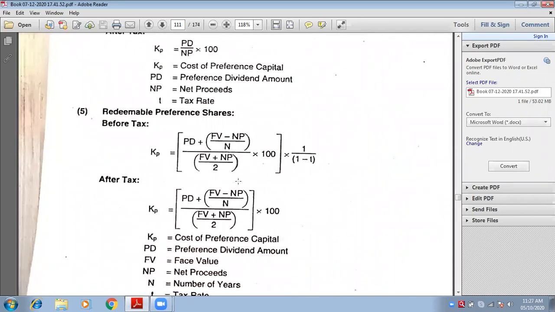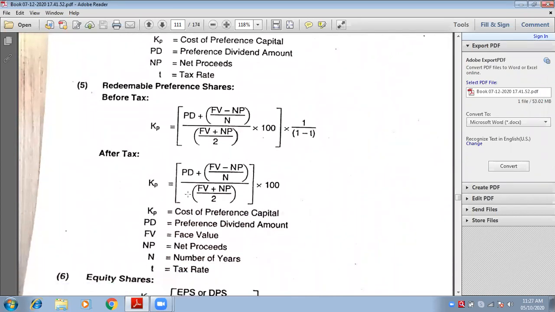Now come to redeemable preference shares. The formula will be, see, after tax ki formula पहले देखेंगे because it is always after tax. So tax will not come into picture, it is already after tax. No. So what is the formula? PD, PD means preference dividend, plus bracket FV minus MP upon N, same like we have done in redeemable debentures, whole divided by FP plus MP upon 2, the average of both of these figures into 100. Now, if you want to take it before tax, whole formula same. After the bracket, you will write 1 upon 1 minus T.